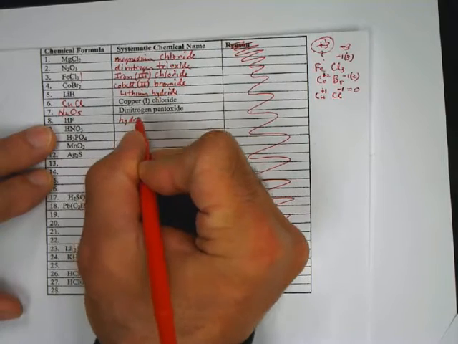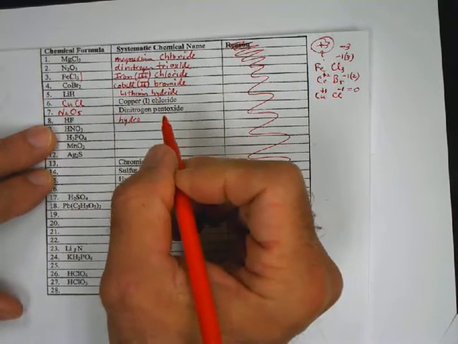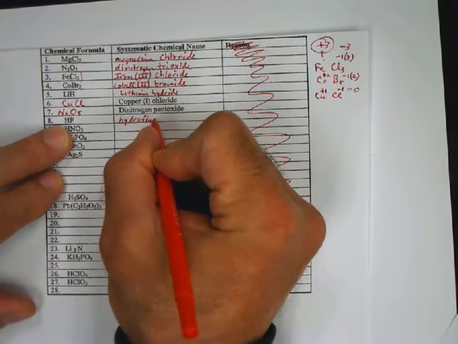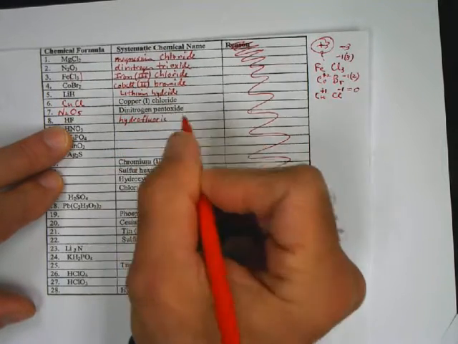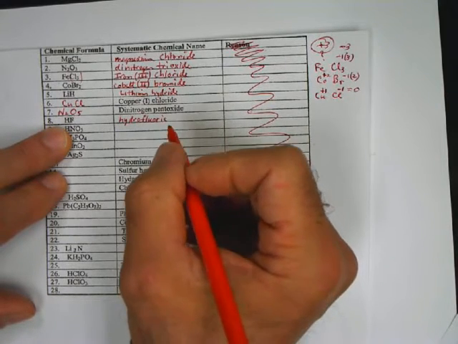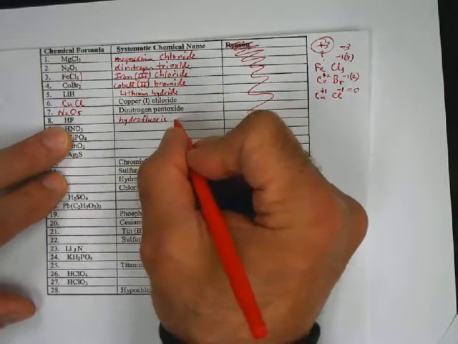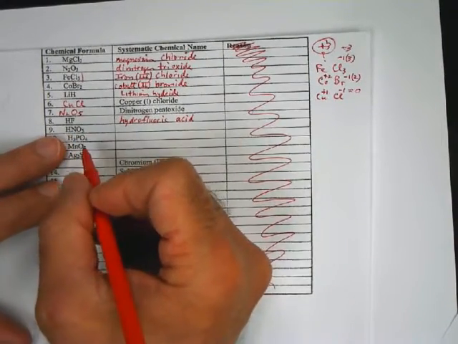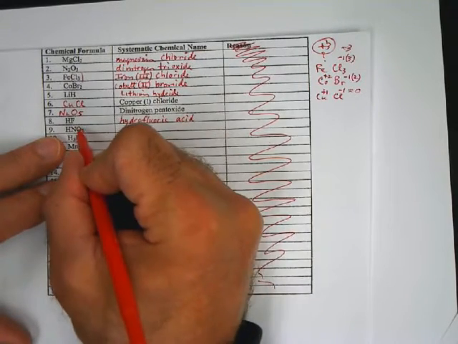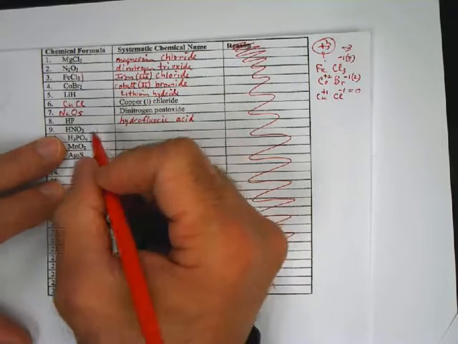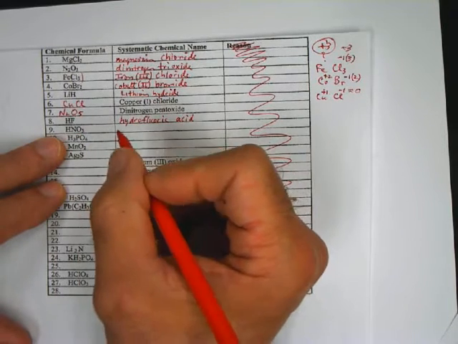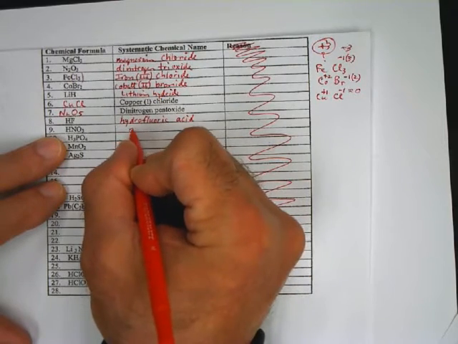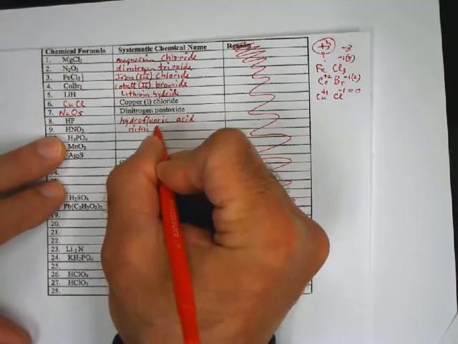Here's another acid, HNO3. But there's oxygen, so we do not use the word hydro. We look up NO3, that's a nitrate. We have to change the ate to ic. So it would be nitric acid. Here's another acid, H3PO4. Has H in front, right? It has oxygen in it, so no hydro. We look up the polyatomic ion, that's a phosphate. Change the ate to ic. It would be phosphoric acid.